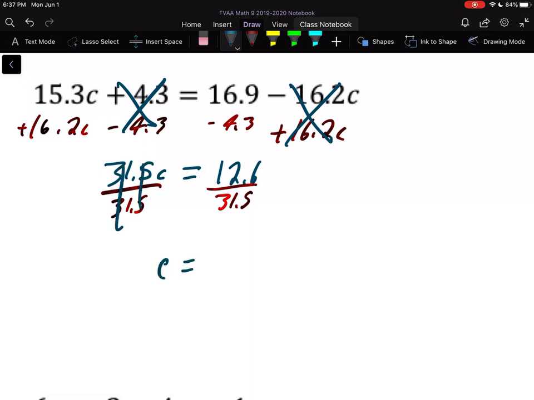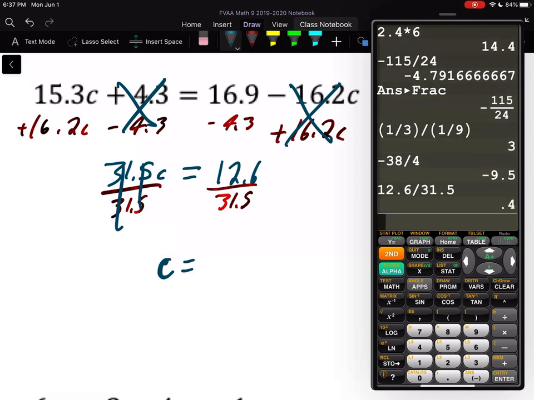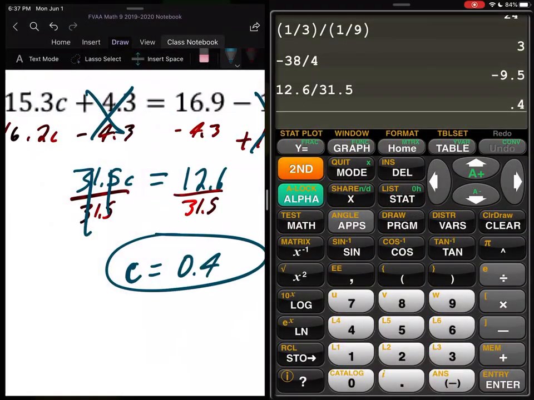And c is equal to, and this is what I mean when I say not to be hesitant to use your calculator, because here I'm not looking to reduce this fraction. I just plug it in and I get my answer in decimal form, and I'm happy with that, right?